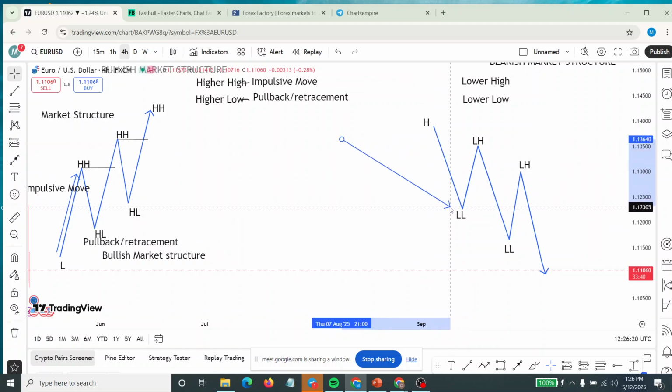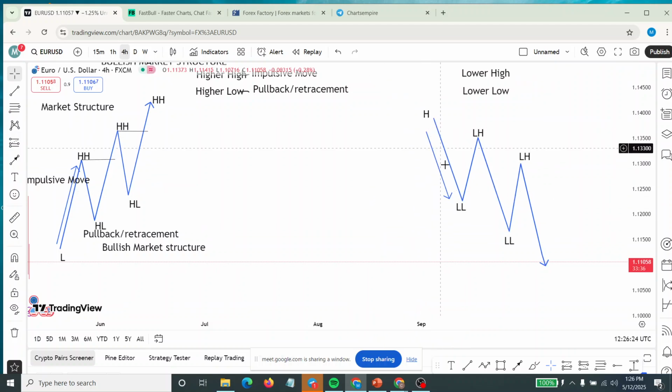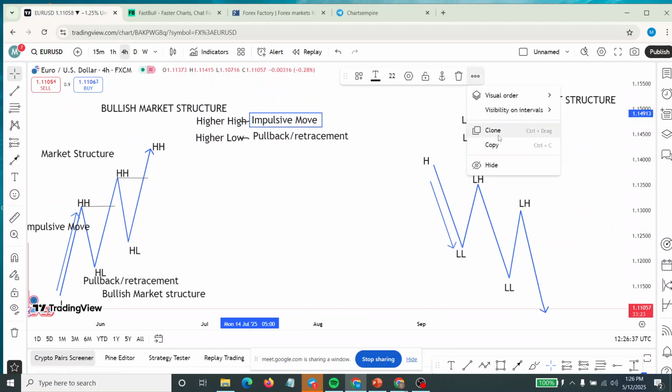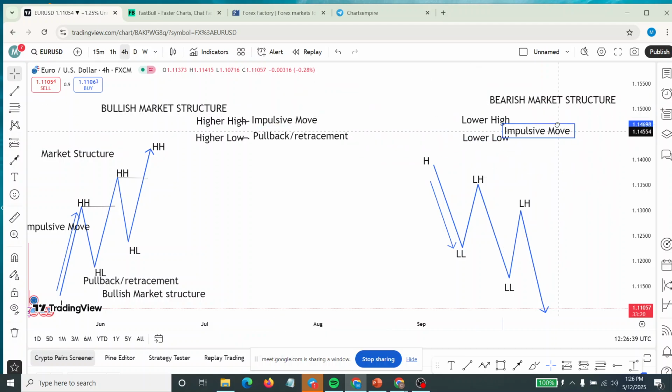Started from here and it ended here. So in this scenario now, we can say this is our first impulsive move. Now we add a pullback. So this pullback, in this scenario now, we can say this is the lower high.